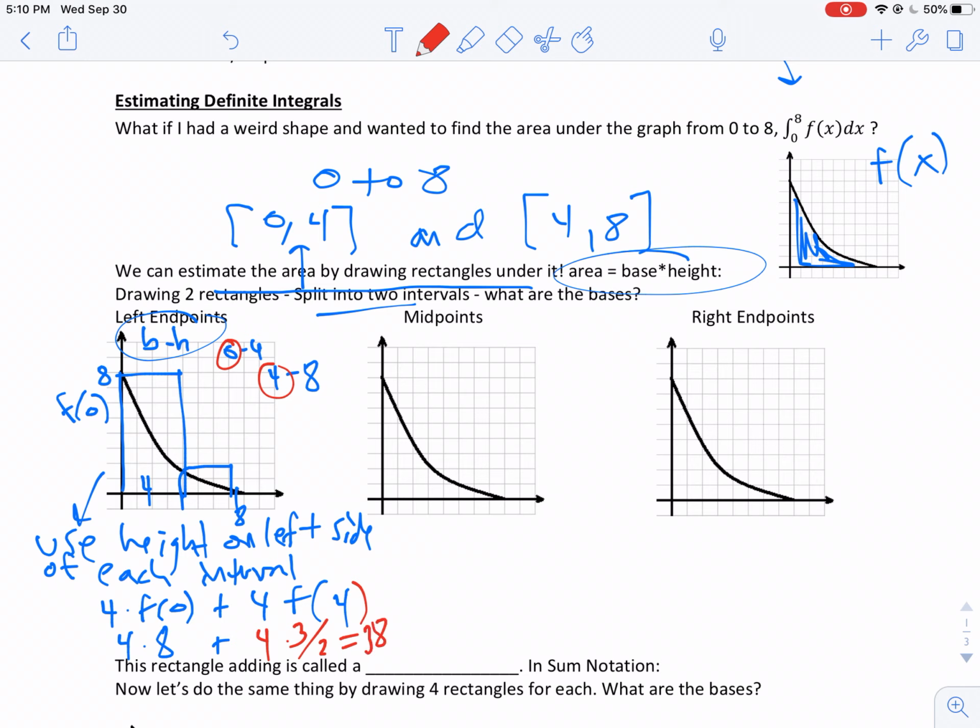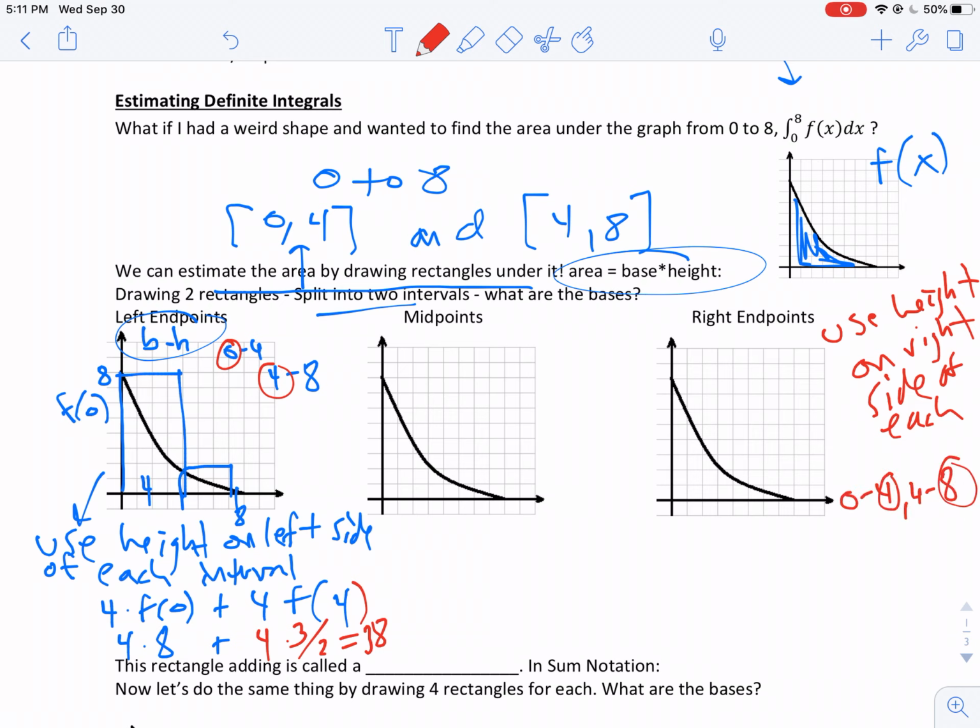Which is 38. Okay, now you might say, well, lefties are weird, so why don't we just use the height at the right endpoint? So that's a right endpoint sum. We use the height on the right side of each interval. Again, we're going from 0 to 4 and from 4 to 8, but now we're using the height on the right side of each of these. So here is 4, and here's 8. When I make my rectangle from 0 to 4, I'm using the height at 4 and going over. I'm using the height at 8, which is 0, and going over.